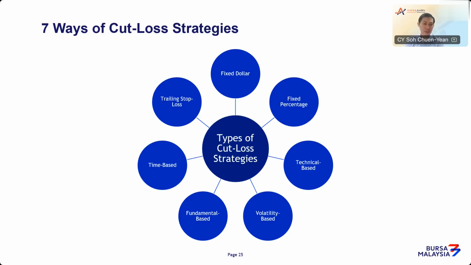Okay, if you're practicing three types of cut loss, you can type in 3 in the chat box. If you are just practicing one only, you can also just type in 1 in the chat box, so that at least I know you are doing some form of risk management. Can you share with us how many cut loss strategies you are using?